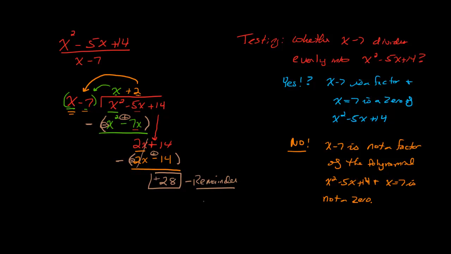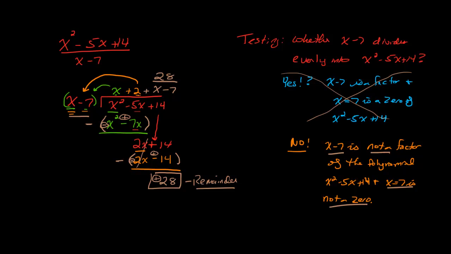Since my remainder is not equal to 0, I would write this as a positive, because my sign is a positive 28. I take my 28 and I divide it by my divisor, which is x minus 7. Since it does not go in evenly with a remainder of 0, we know that x minus 7 is not a factor and x equals 7 is not a zero. So we will not have a yes outcome because we don't have a remainder of 0. We know that it will not work.